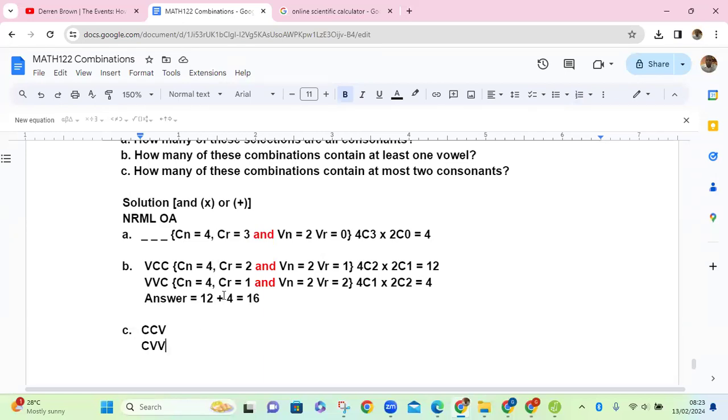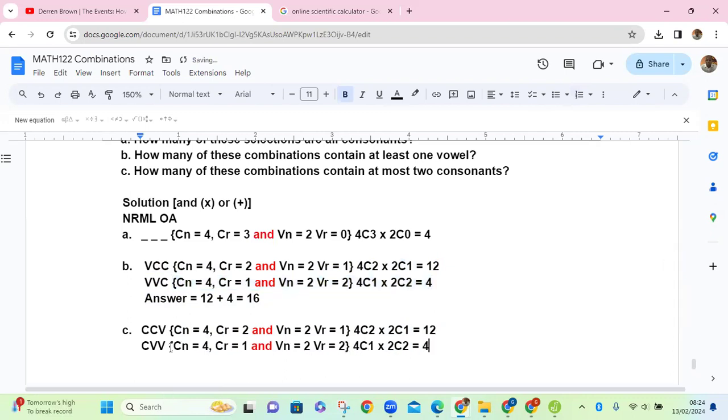So basically all we have to do is to copy this: two consonants and one vowel, there it is, or two vowels and one consonant. That will give us our same 12 plus 4, which is 16.